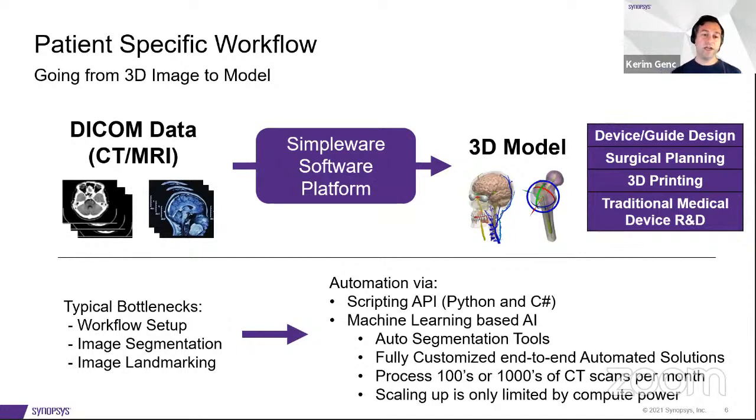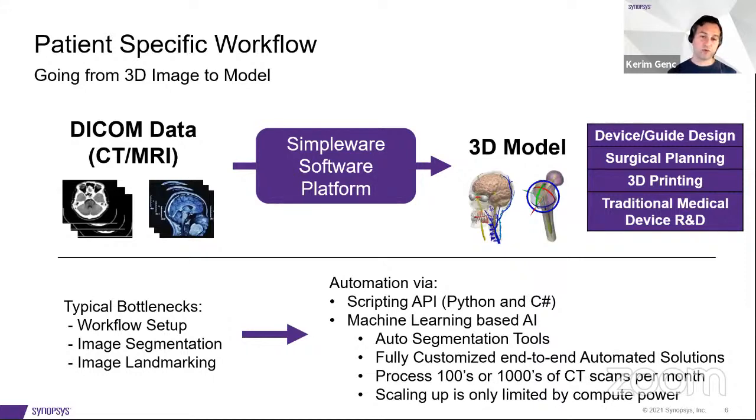On the bottom left here is typically workflow setup, image segmentation, image landmarking, and from the landmarking, doing measurements, defining cut planes. Those are pretty labor-intensive processes. So we've got some automation tools that we've been able to develop. The first level, and I'll get into these, is scripting, so Python, C# APIs, and then we get into the machine learning-based AI.